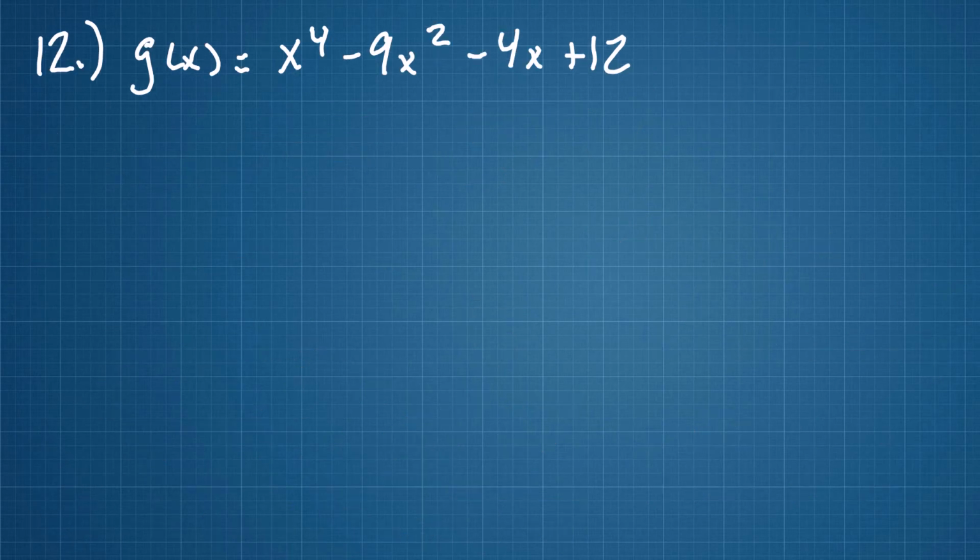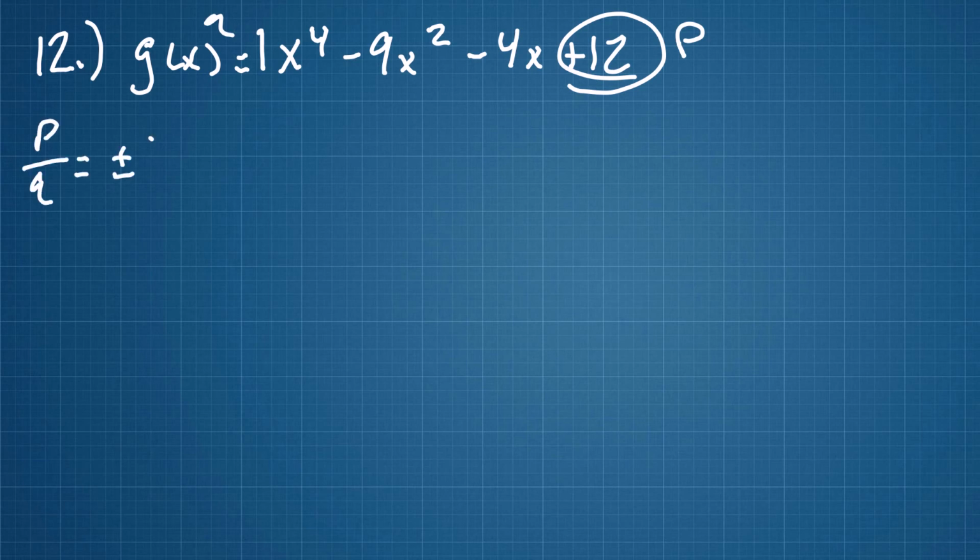Alright, number 12. We have x to the 4th minus 9x squared minus 4x plus 12. There's my P. There's my Q. So my list of P's over Q's is plus or minus 1, plus or minus 2, plus or minus 3, plus or minus 4, plus or minus 6, and plus or minus 12.